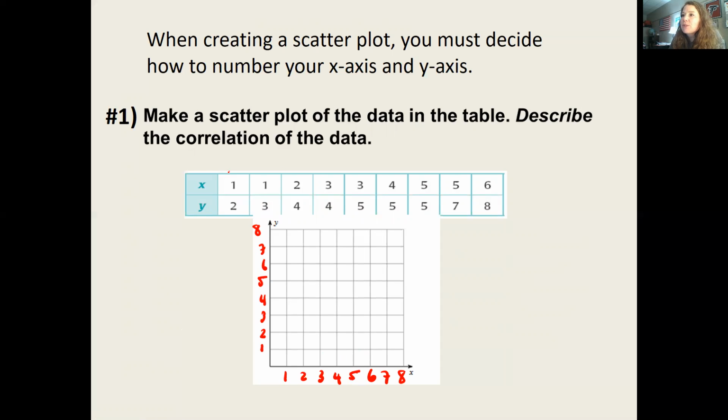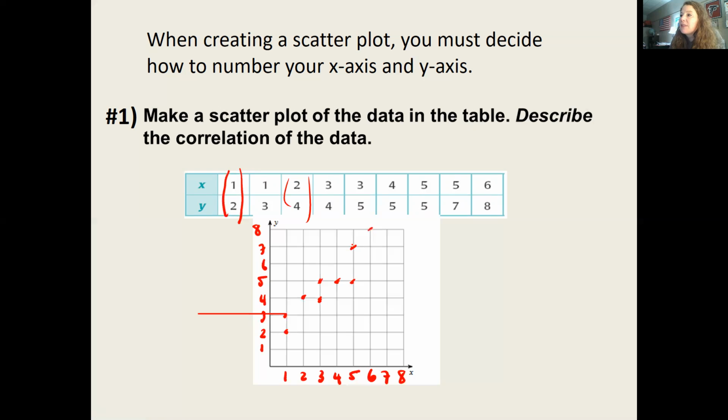So this represents 1 point, right? So you're going to go x is 1, y is 2. And there's your first point. When x is 1, y is 3. My pen's going to make those crazy lines. When x is 2, y is 4. When x is 3, y is 4. When x is 3, y is 5. When x is 4, y is 5. When x is 5, y is 5. When x is 5, y is 7. And when x is 6, y is 8. All right, so my pen doesn't like little dots. I don't know why, but anyway.